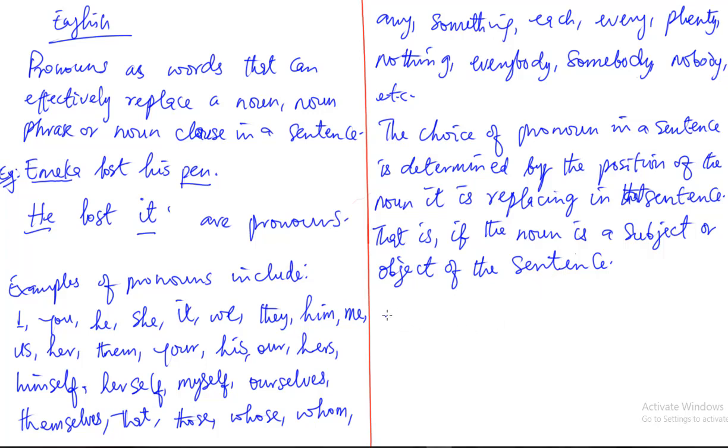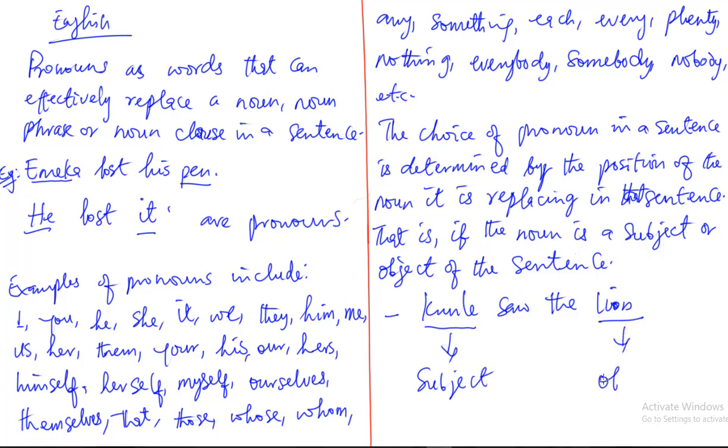Now let's take another example. Kunle saw the lion. The nouns in this sentence are Kunle and the lion. Of the two nouns, which one is the subject and which one is the object? Kunle is the subject, while lion is the object.